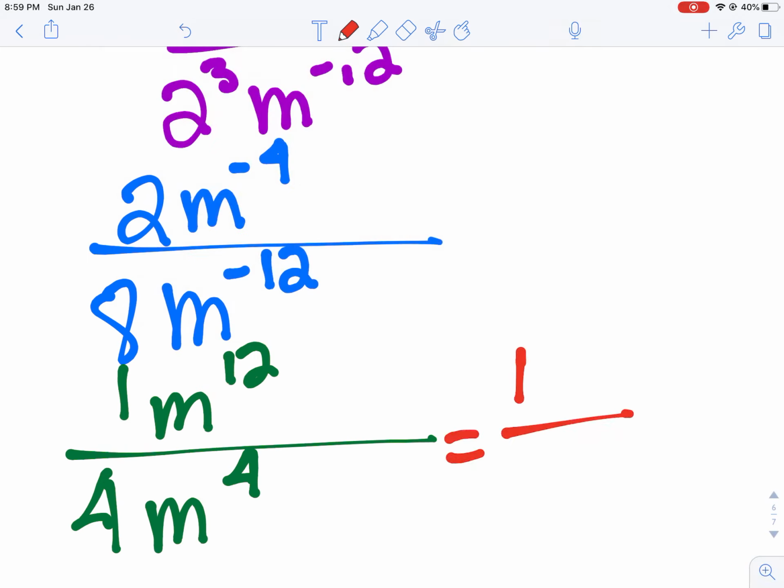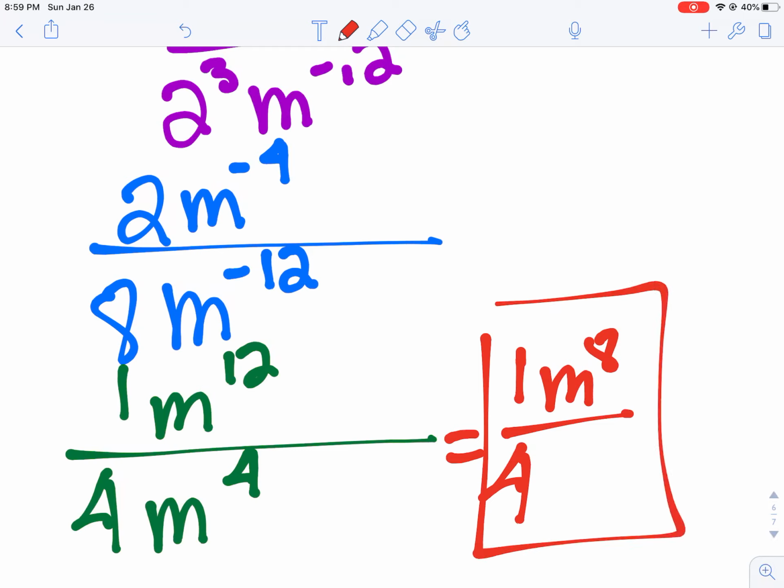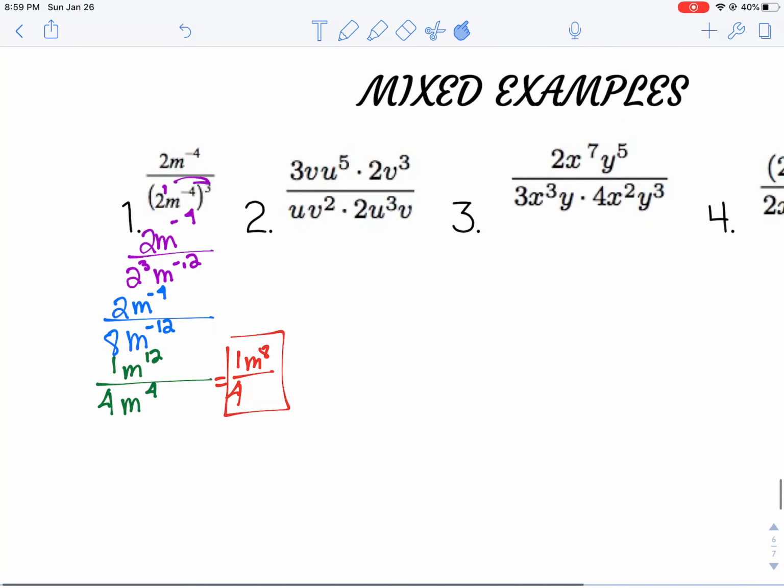Now, my last thing is I have quotient rule because I have division going on. So remember, your pairs are canceling out. So I would have 4 pairs that would cancel, and 12 minus 4 gives me 8. So when I cancel those pairs, m to the 8th should be left over in the top. And then at that point, I am done. Nothing else can simplify. All right, I'm going to erase some of this so that I actually have some room.